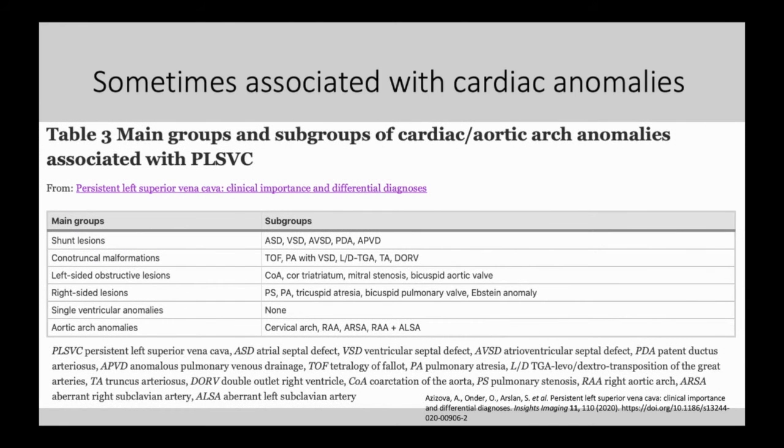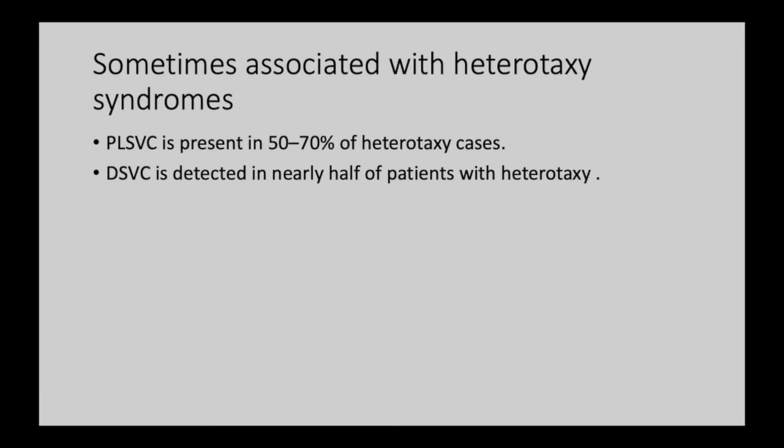Sometimes these superior vena cava related anomalies can be associated with a list of cardiac anomalies, which I will show here. Sometimes it can also be associated with heterotaxy syndromes. In about 50 to 70% of cases with heterotaxy, there is persistent left superior vena cava. And in half of these patients with heterotaxy, the patient also has double superior vena cava.